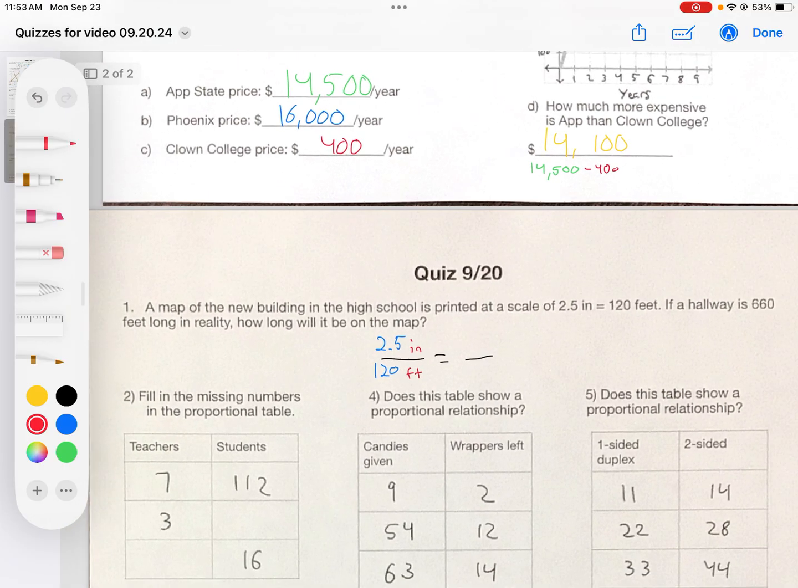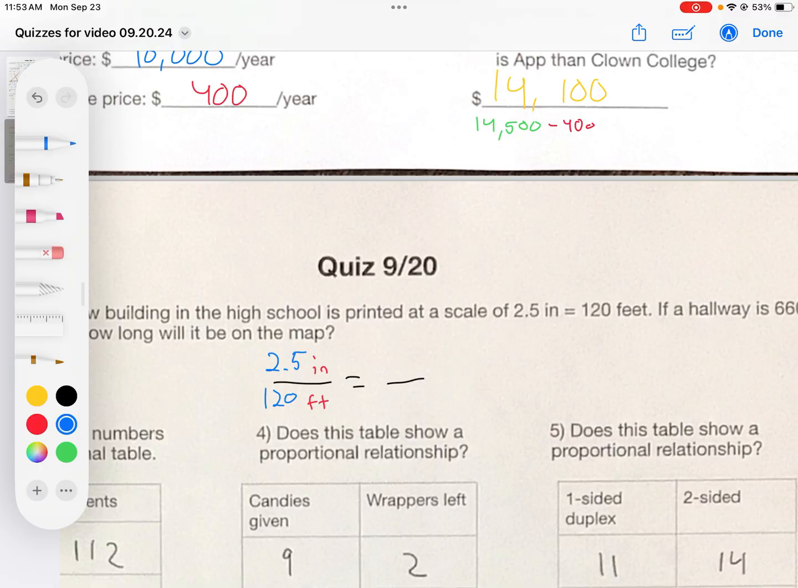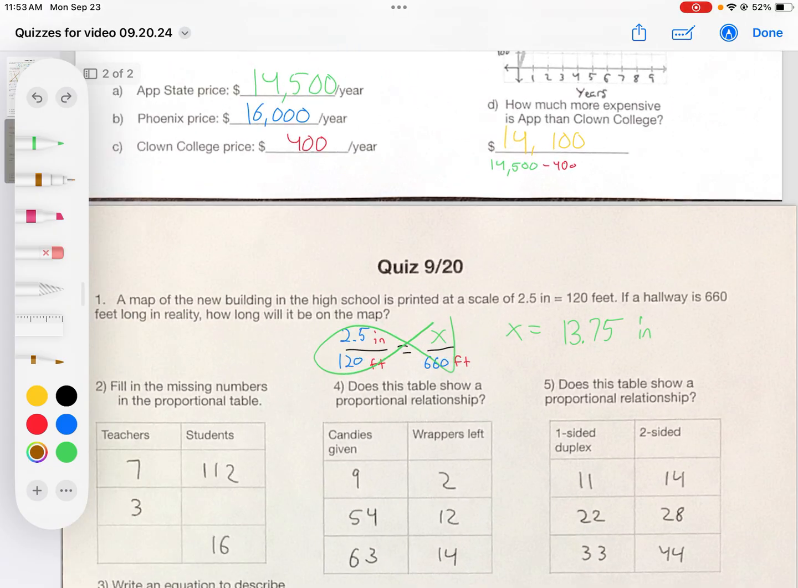If a hallway is 660 feet long in reality, 660 feet in real life, we're asking how long will it be on the map. There's my variable, make my fish. 660 times 2.5 divided by 120 gives you a final answer of 13.75 inches. I wasn't too worried about the units on this one, just if you got the number, because you would have had to think about units in order to get there, in order to keep your numbers consistent and all that. So again, not a huge deal.